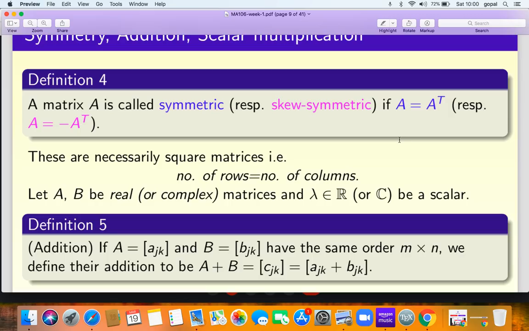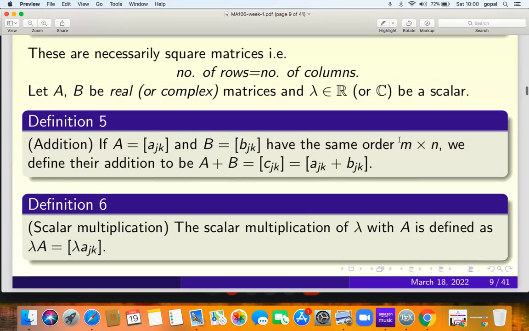size M cross N. Then the sum of the matrix is simply take the corresponding entries and simply add them. What is the 1 1 entry of the sum? You simply take the individual 1 1 entries of the individual matrices, A11, B11. Add them up. You get the 1 1 entry of A plus B. That's all that there is to it.